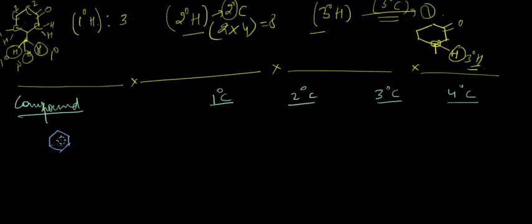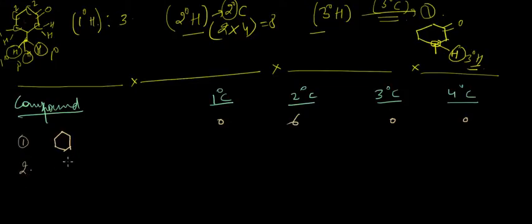We don't have a benzene here. So let's say we have a compound like this. Let me draw this complete structure with a different pen. Yeah, so we have something like this. So how many 1 degree carbons are there? 0. 2 degree, all 6 are 2 degree, 3 degree 0, 4 degree 0.